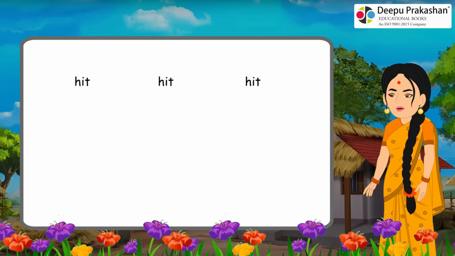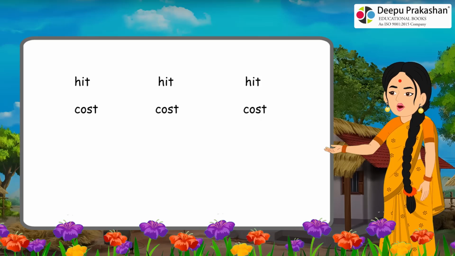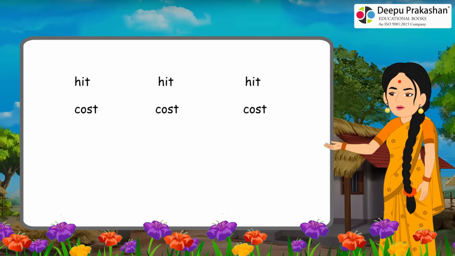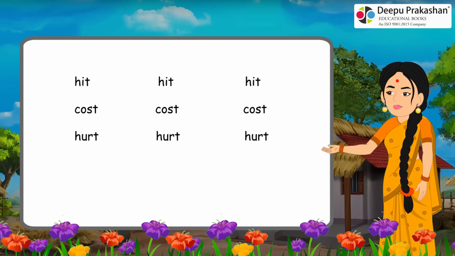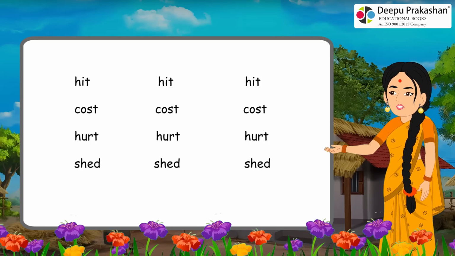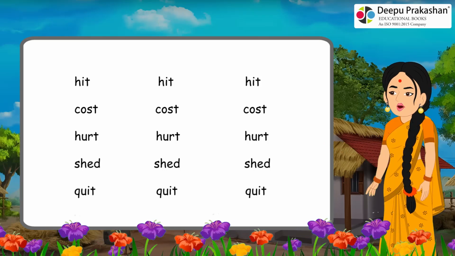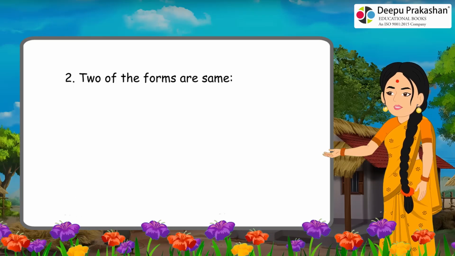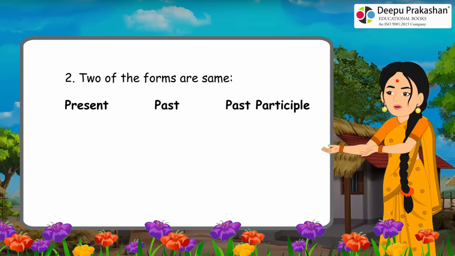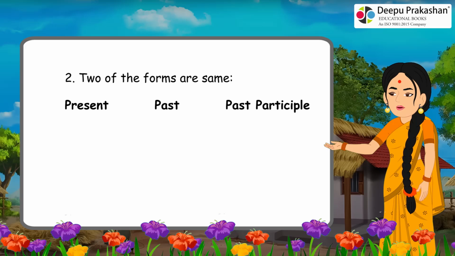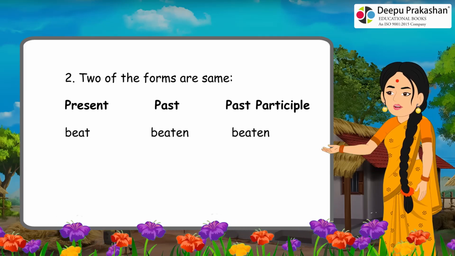Hit, hit, hit. Cost, cost, cost. Hurt, hurt, hurt. Shed, shed, shed. Quit, quit, quit. 2. Two of the forms are the same. Present, past, past participle. Beat, beat, beaten.